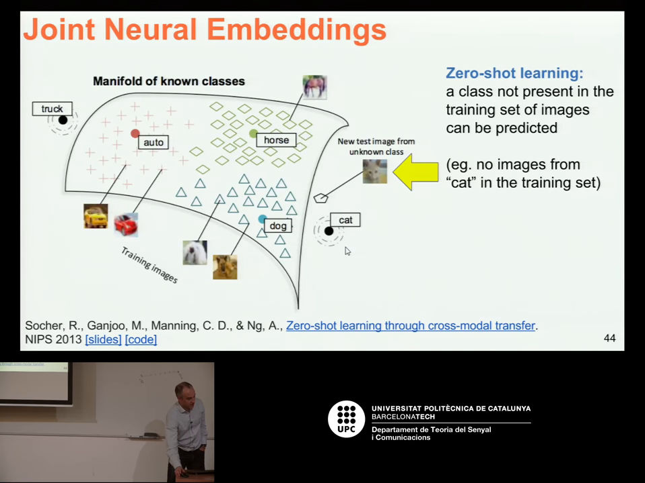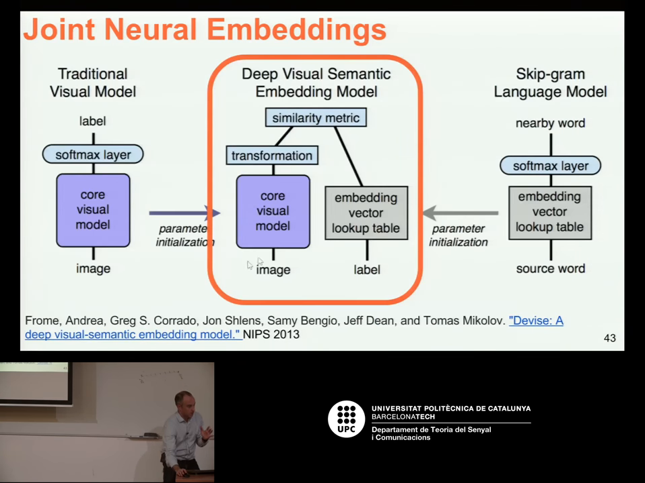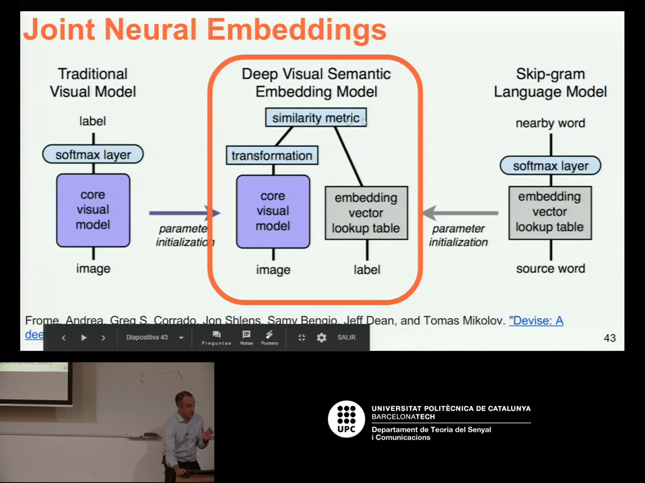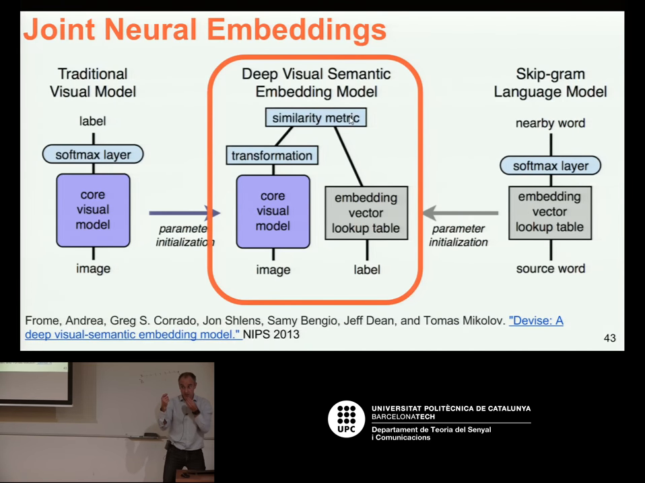But if you didn't have any image set of cat, and you train it all together, when you have an image of cat, you can put it here. This will be projected somewhere, okay? And this somewhere, you can look later at what's the closest word to that representation. And that closest word could be cat. If everything works well, could be cats.